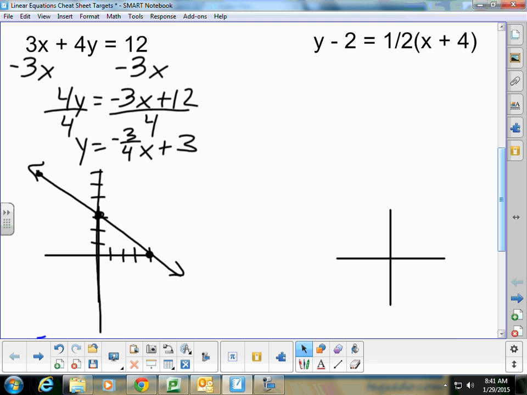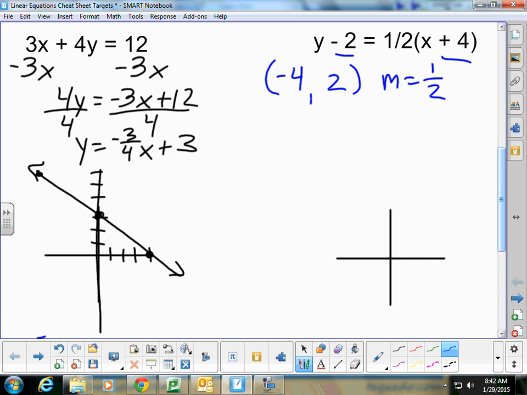Point slope, you have 2 options as well. Pull out the point. You're given negative 4, opposite of what you see, and 2 with a slope of 1/2. So you can start at negative 4, 2, and move according to slope, which is rise 1, run 2. Rise 1, run 2. Connect and extend your line.